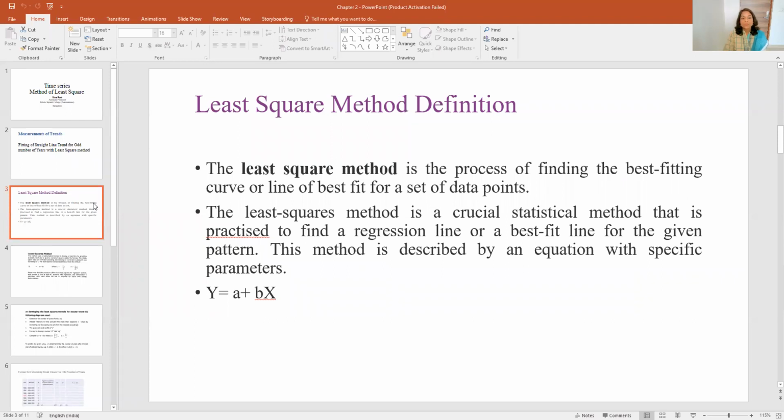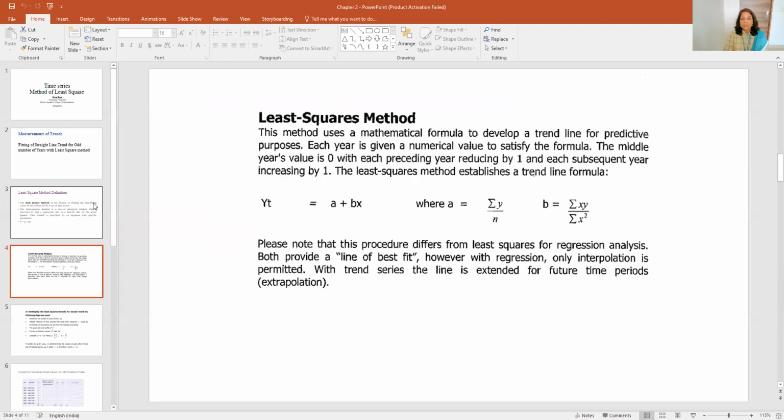This method is described by an equation which you have to remember. The equation is y equal to a plus bx, where a and b are constants. This method uses a mathematical formula to develop a trend line for predictive purposes. Here a will be calculated as summation of y by n, and b will be calculated as summation of x into y divided by summation of x square.